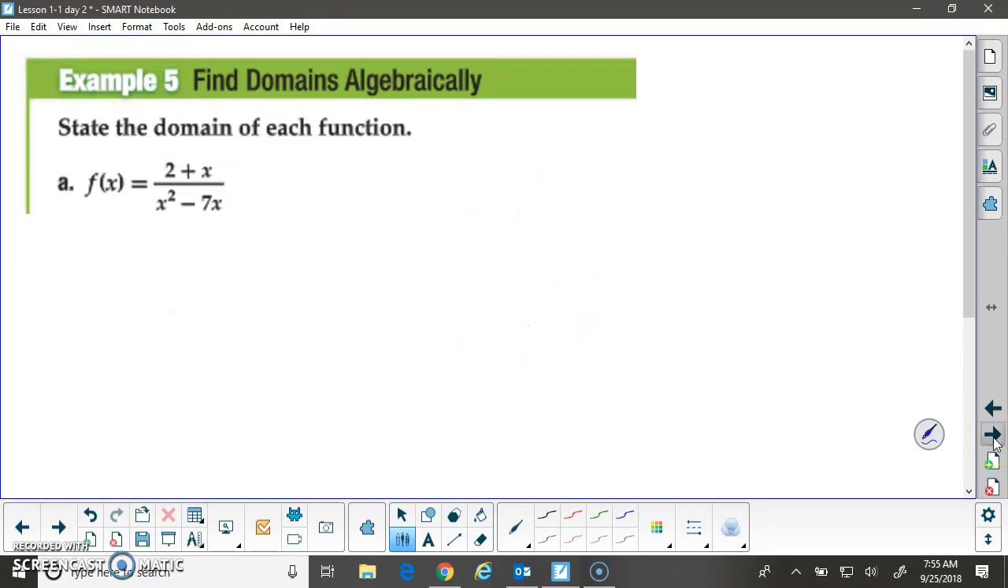Next one's a little bit harder. This one has no square roots in it, so we don't need to worry about rule 2, but it does have a fraction. So our main rule that we need to be concerned with is we cannot get a 0 in the denominator. So let's take the expression that's in the denominator. Let's set it equal to 0. And let's solve for x.